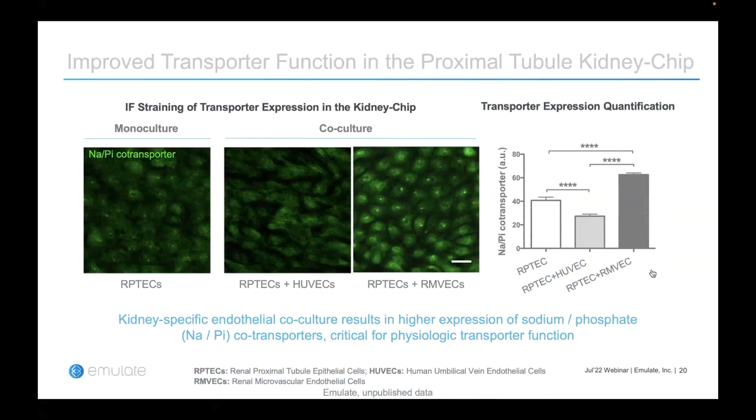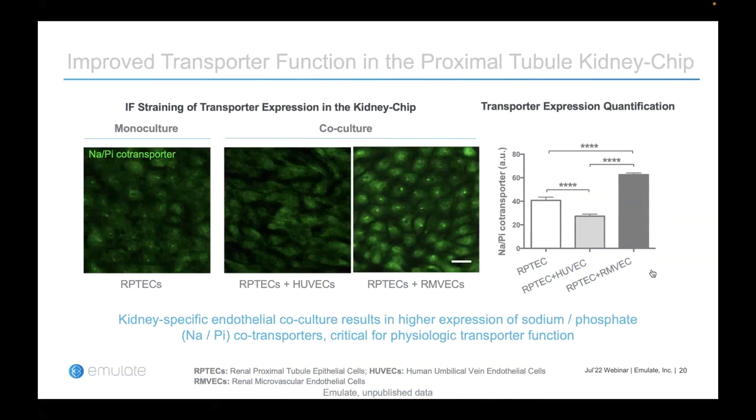Similarly, with our kidney chip here, when we were looking at building this, we were looking at making sure that the kidney epithelial cells were expressing the sodium phosphate cotransporter. It's an important functional transporter for kidney epithelial cells. In monoculture, you can see on the left-hand side, the expression levels are relatively low. When you add HUVECs, which are non-organ matched endothelial cells, just human umbilical vascular endothelial cells, you see that we don't get any improvement in the expression of that transporter. In fact, it looks worse with the wrong matched endothelial cell.